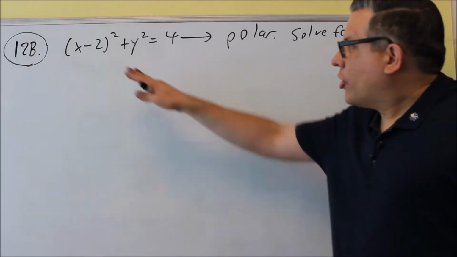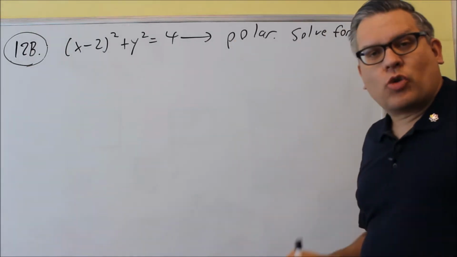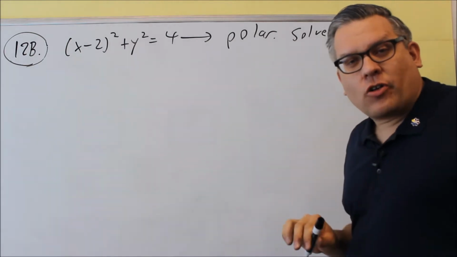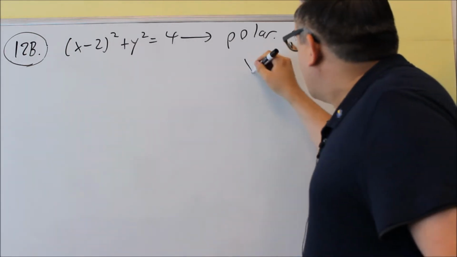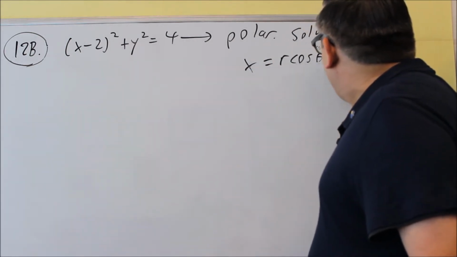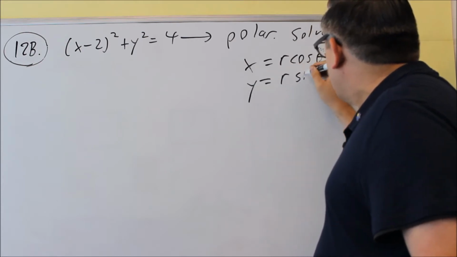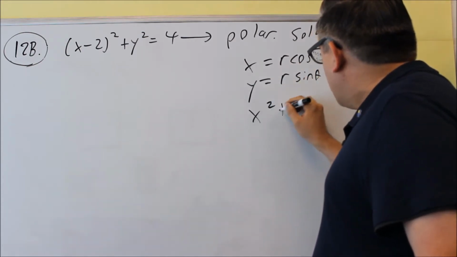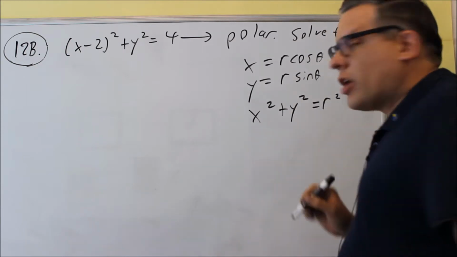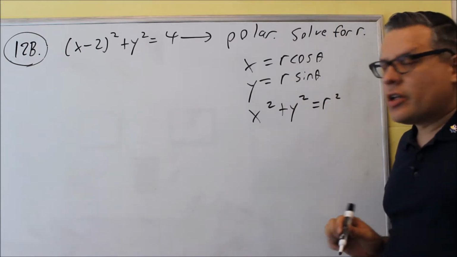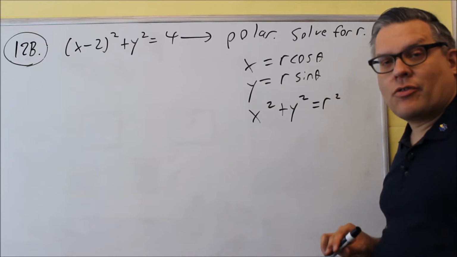Okay, 12b, we're converting a rectangular equation into polar. So 12 is only going to go from rectangular to polar. Formulas that you would need for this are some conversion formulas, and I'm going to go ahead and write those down. These are the ones you'll need to know and have on your note card. Are these three formulas here? That's the ones we use for going back and forth.